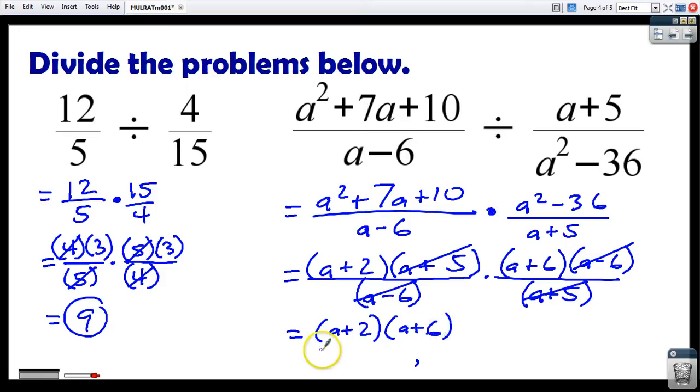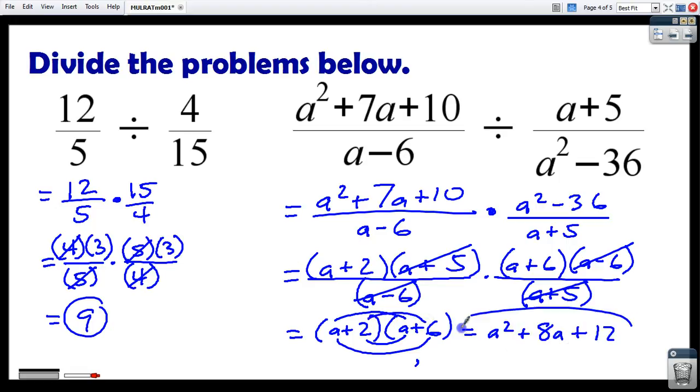And once again, if the exercises you're doing say leave it in factored form, you can leave your answer like this. If not, then go the step further and multiply it all back together again. A times a is a squared, 2a, and a times 6 is 6a, so 2a and 6a is 8a, and then 2 times 6 is 12. Okay, so depending on which problems you're doing, if it tells you to leave it in factored form, you would stop right here. If not, simplify it all the way by multiplying it out and leave it as a trinomial, a squared plus 8a plus 12.